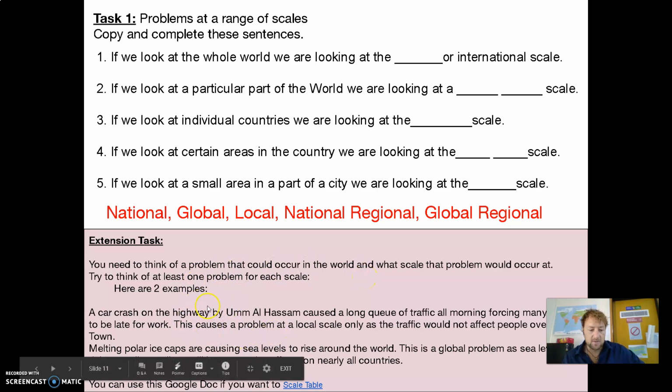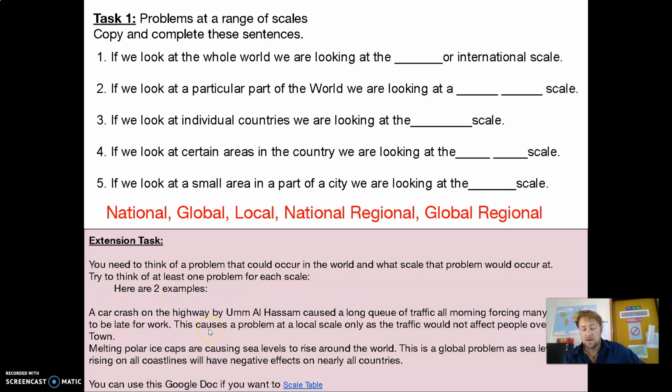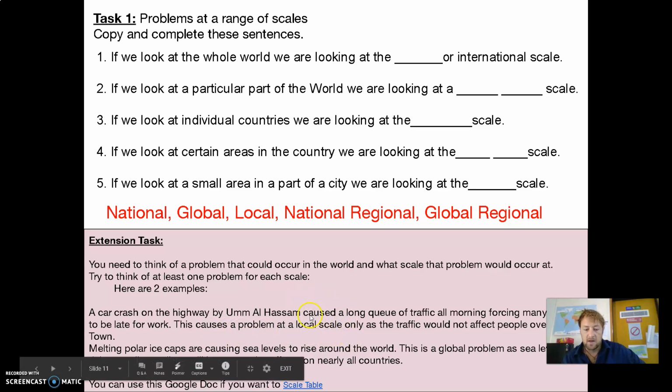So I've put two examples here. A car crash on the highway by Amr Hassan caused a long queue of traffic all morning, forcing many people to be late for work. This causes a problem at a local scale only, as the traffic would not affect people over in Isa Town. So it's only a local scale problem because people in other parts of the island, other parts of the country, are not affected by that problem.